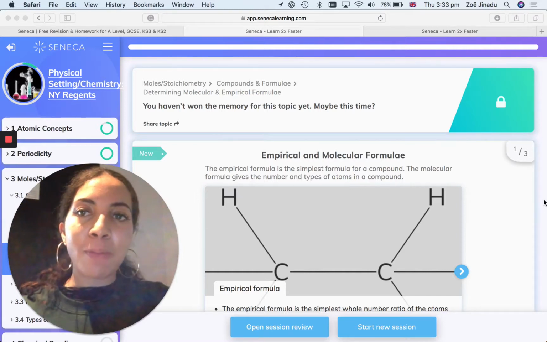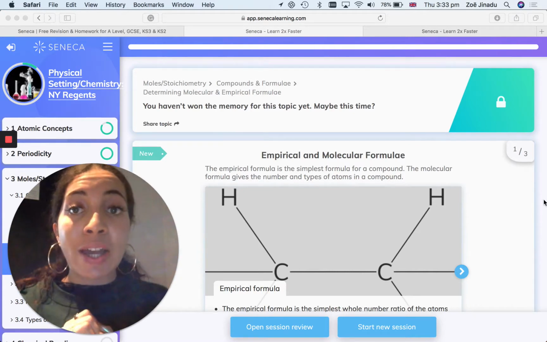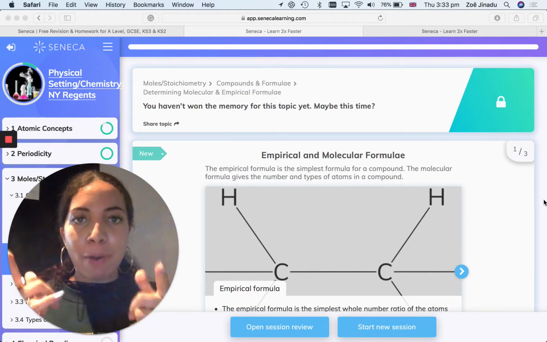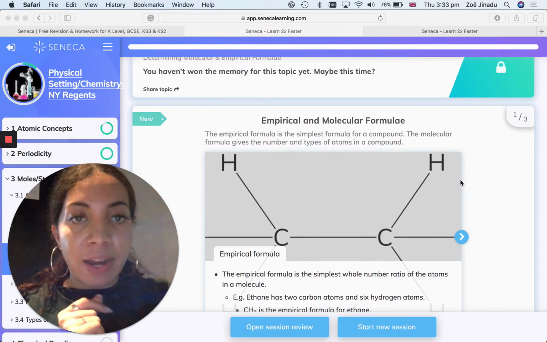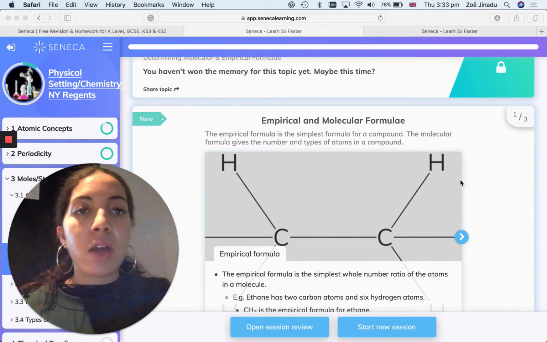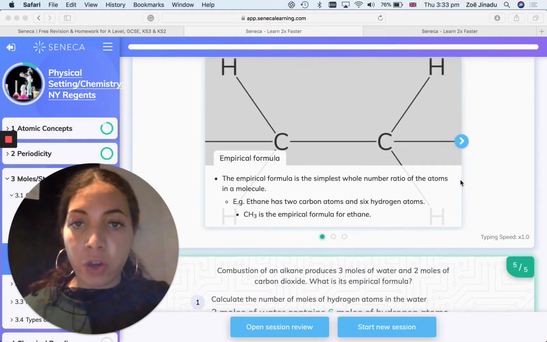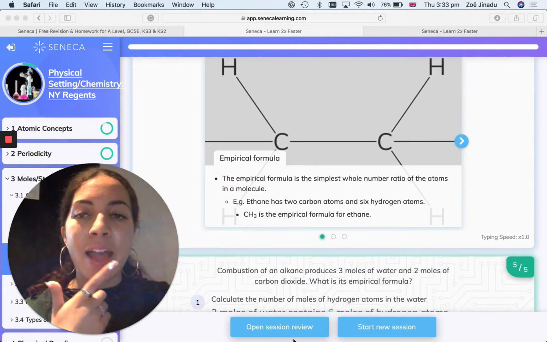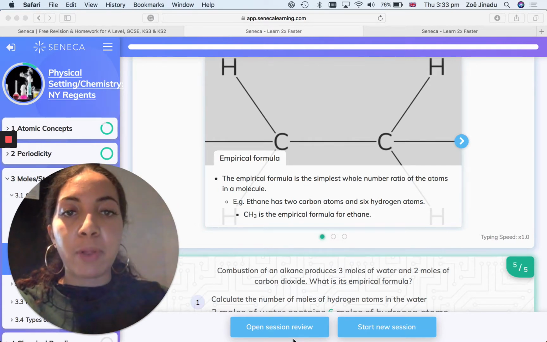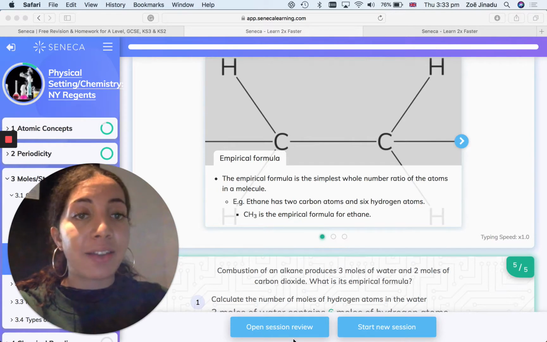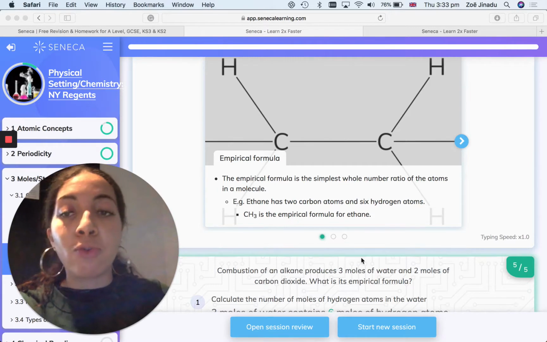Hey everyone, welcome to this episode for the Physical Setting Chemistry New York Regents exam, looking at determining molecular and empirical formula. Right, so the empirical formula is the simplest formula for a compound. The molecular formula gives the number and types of atoms in a compound. So the empirical formula is the simplest whole number ratio of the atoms in a molecule. For example, ethane has 2 carbon atoms and 6 hydrogen atoms, but CH3 is the empirical formula for ethane.